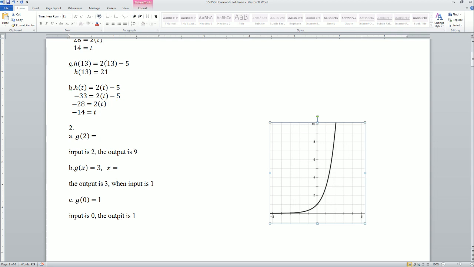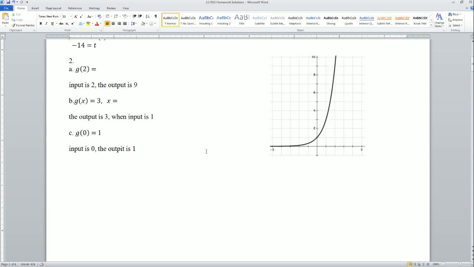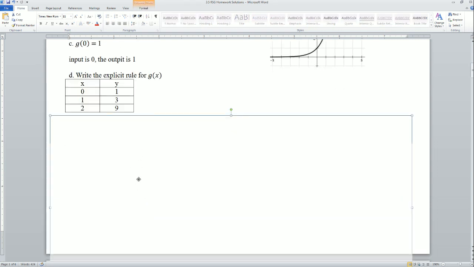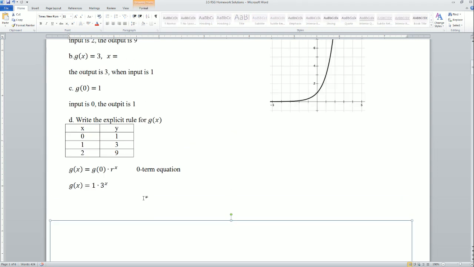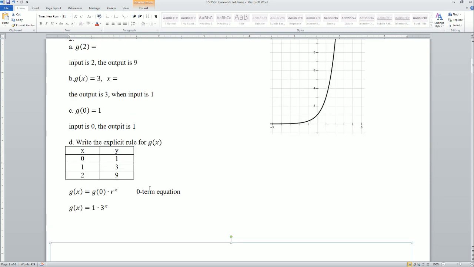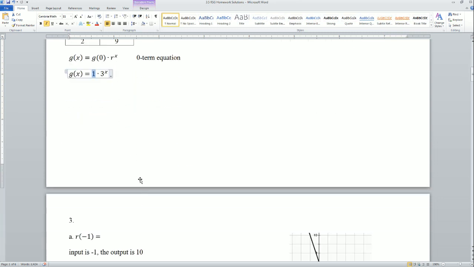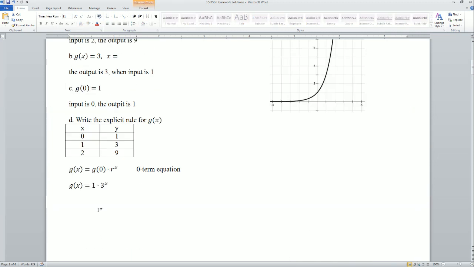Last one, when the input is 0, the output is 1. That's how we use that graph. D, what happens when we are given it in a chart? I saw this grows exponentially. I have the 0 term, so I use the 0 term equation. The g of 0 is 1. The common ratio is 3. Plug it in.